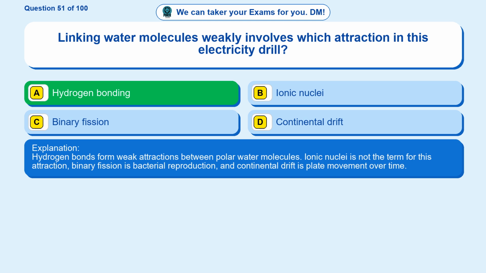Hydrogen bonds form weak attractions between polar water molecules. Ionic nuclei is not the term for this attraction, binary fission is bacterial reproduction, and continental drift is plate movement over time.